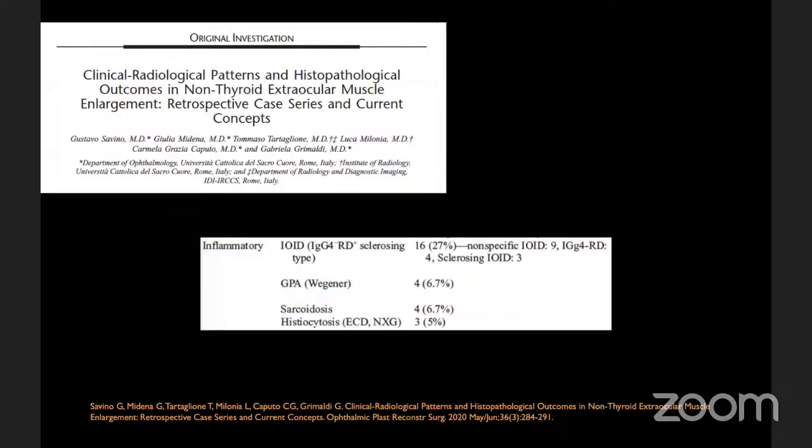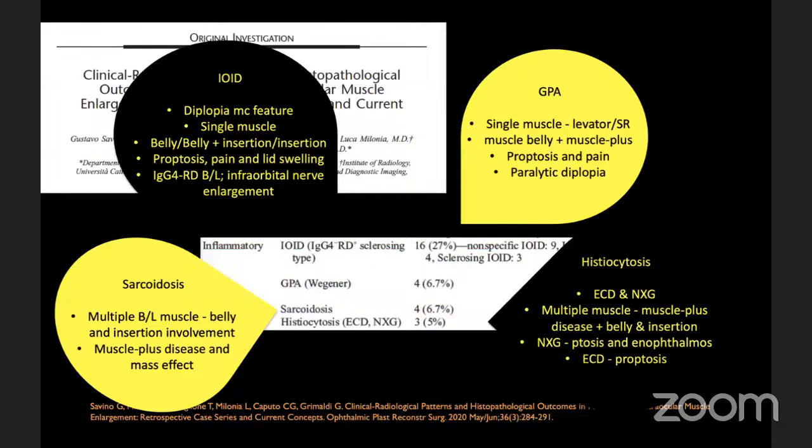And sarcoidosis was a close third. And apart from that, even histiocytosis, that is Erdheim-Chester's disease, and xanthogranuloma, which contributed to about 5% of the entire specific orbital infections. So briefly about these. So when we speak about NSOIDs, we already saw that because muscles are involved, diplopia becomes the most common feature.